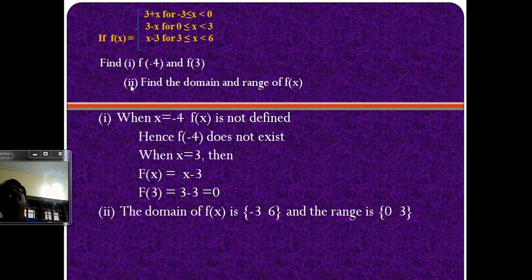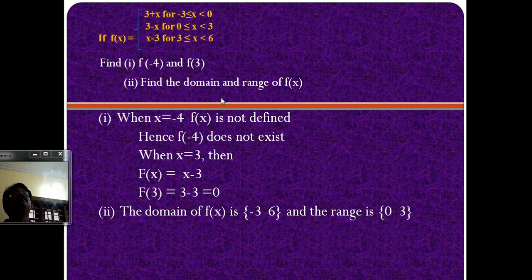Then the second part of this question is to find the domain and range of f of x. Domain and range: you know that the possible x values are called the domain, and the probable y values are called the range. So what is the domain? Very simple. This is the lowest value and this is the highest value. So the domain ranges from minus 3 to 6. That is the domain for f of x: minus 3 to 6.